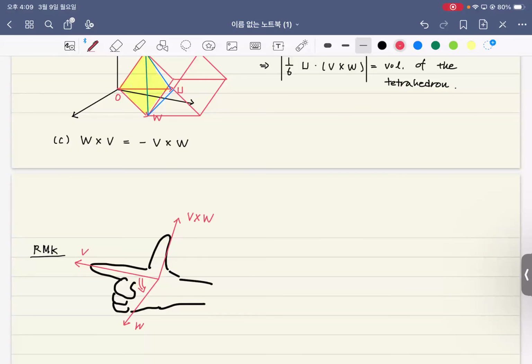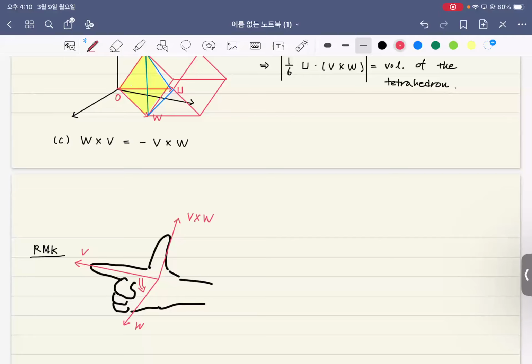Okay, so quick question. You know the standard unit vectors I, J, and K, right? What is I cross J? Plus K. And J cross I is going to be minus K. Good.